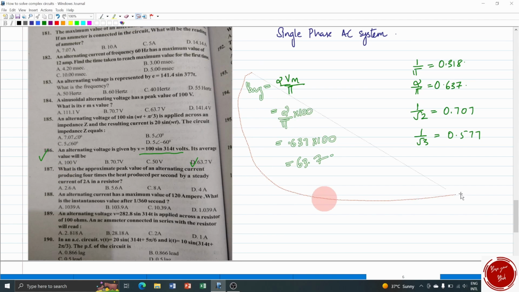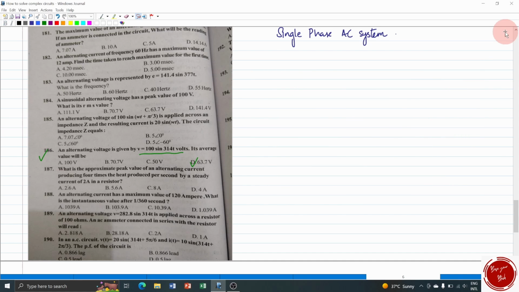What is the approximate peak value of an alternating current producing 4 times the heat produced per second by a steady current of 2 ampere in a resistor? Heat produced by a steady current of 2 ampere. Steady current means DC current. So heat produced by a 2 ampere DC is equal to I square RT. We know the basic equation, and the I value is the DC value, which is 2. So 2 square R into the time, which is per second, so 1. So it is 4R, the heat produced by a 2 ampere DC.